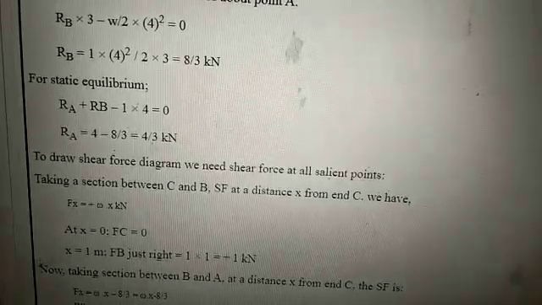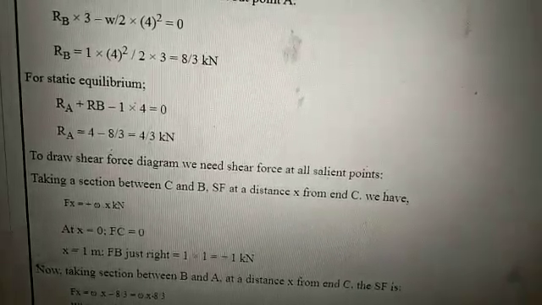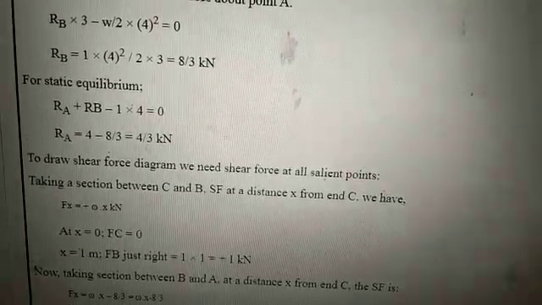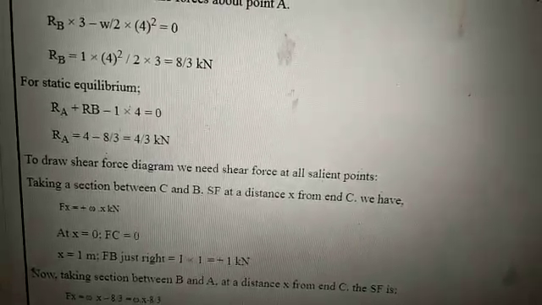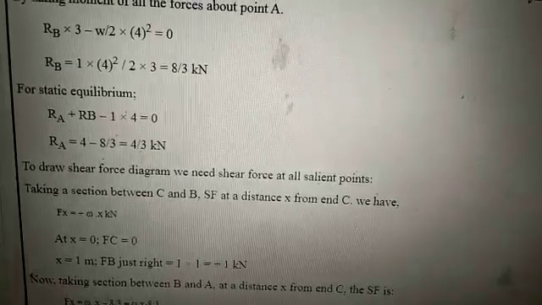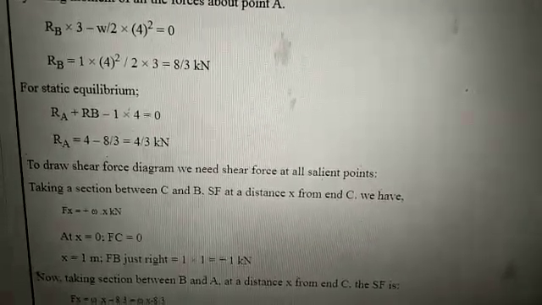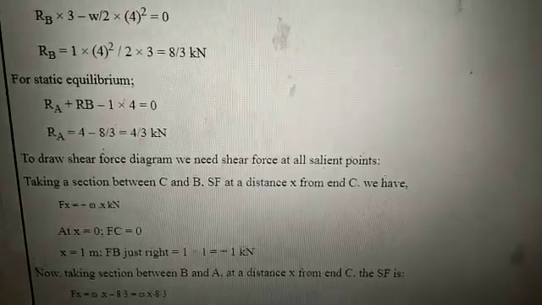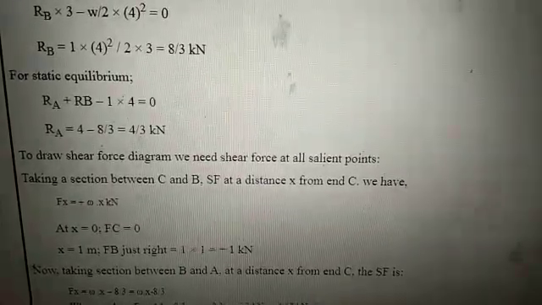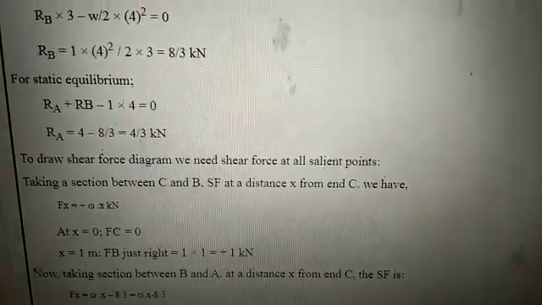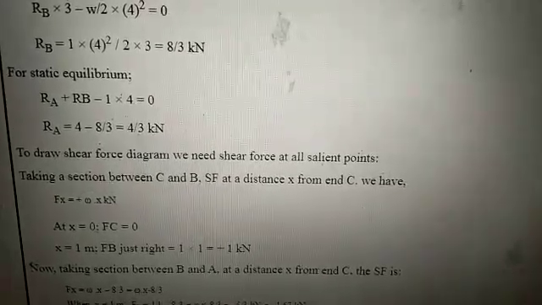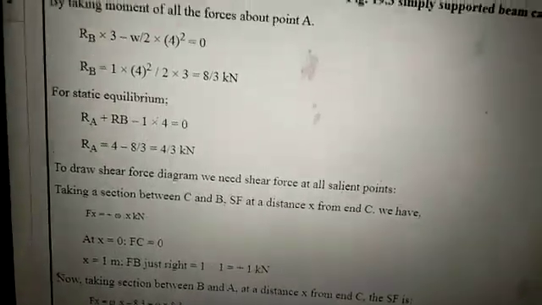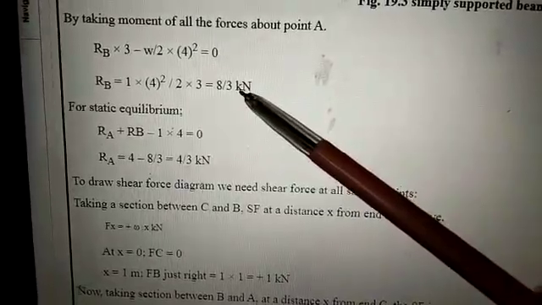So RB into 3 minus W is the load, x square, as we are solving it for the whole length of the beam, so there is no requirement of x, so the value of L is directly kept as 4. So W by 2 into 4 square, it will be equated to 0. So the reaction RB is obtained as 8 by 3 kilonewton.